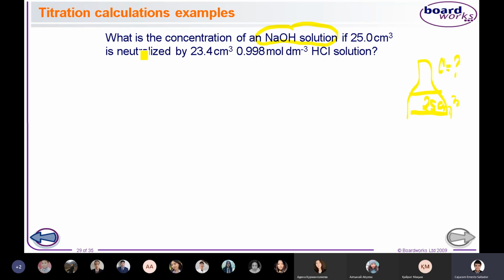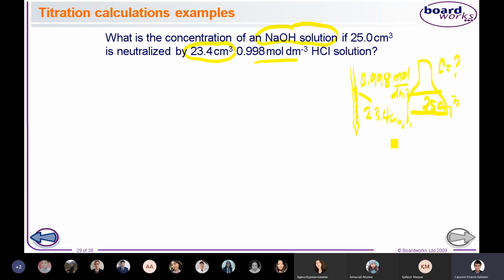Now, it is neutralized by 23.4 cm cube of 0.998 mol/dm cube HCl. Imagine now that in the burette you place the HCl, so you have here the acid. What is the concentration of the acid? 0.998, that is now the mole per dm cube. I will write it here so that you can see. And what is the volume? After the titration, like in the animation a while ago, you end up with 23.4 cm cube.